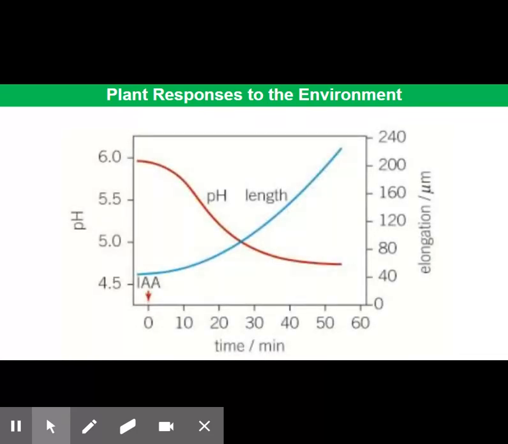Now, it's important that you're able to interpret graphs like this. IAA is the abbreviated form of auxin. It's the most common auxin that we look at. And what you can see here is that over time, as auxin levels increase, we see a decrease in pH. Now, again, what we have just learnt is that auxin promotes the active transport of hydrogen ions into the cell wall, lowering the cell wall pH, which is why, as we see an increase in auxin, we see a decrease in pH.